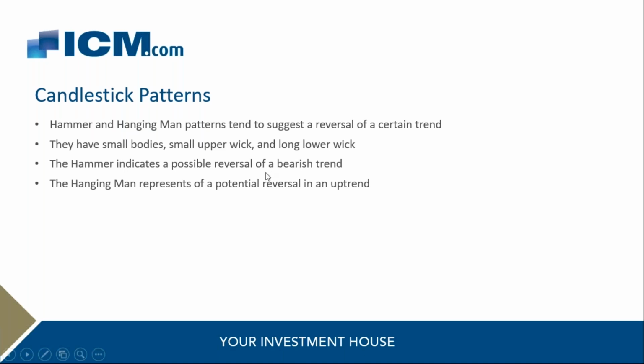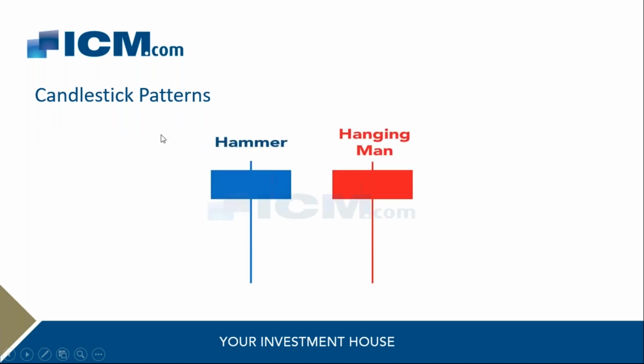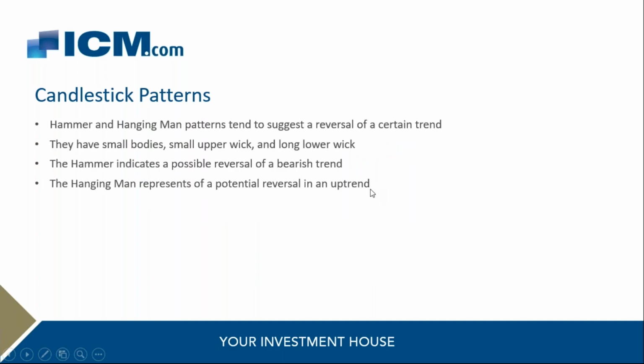So the next one we are going to talk about is the hammer and hanging man. Let me show you how exactly the candle pattern looks. This is how exactly the hammer looks, and this is how the hanging man looks. So let me describe what exactly the hammer and hanging man are. Hammer and hanging man patterns tend to suggest a reversal of a certain trend. So that means it's going to reverse.